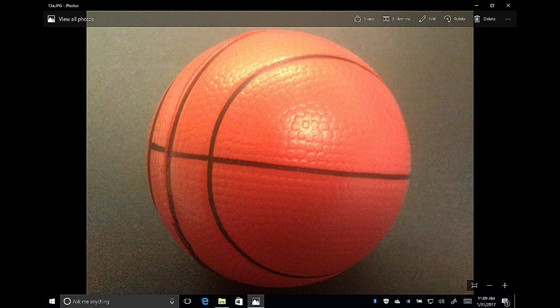Now, this is an example of a plastic ball that's giving us a little bit of both. We see specular or hard reflection on that ball where the light is reflecting right back at us.